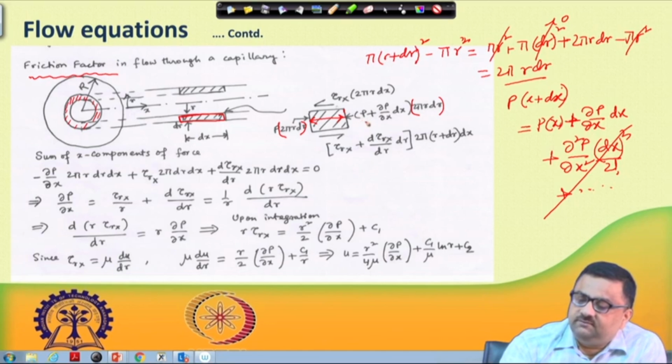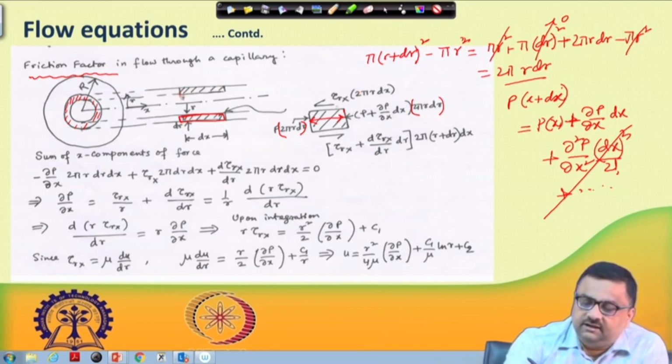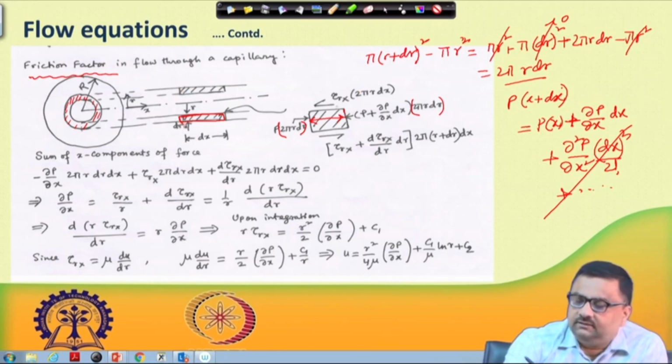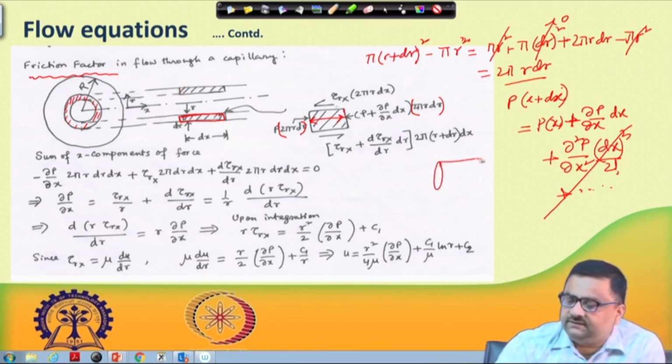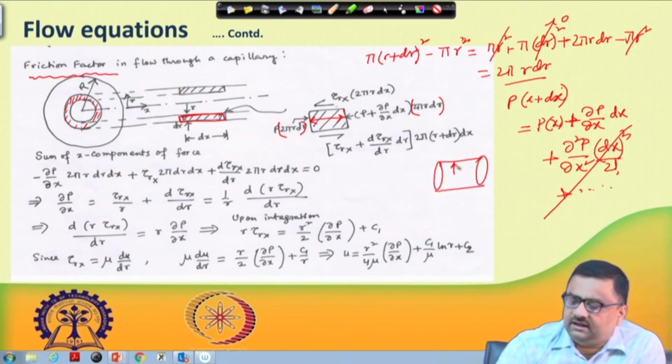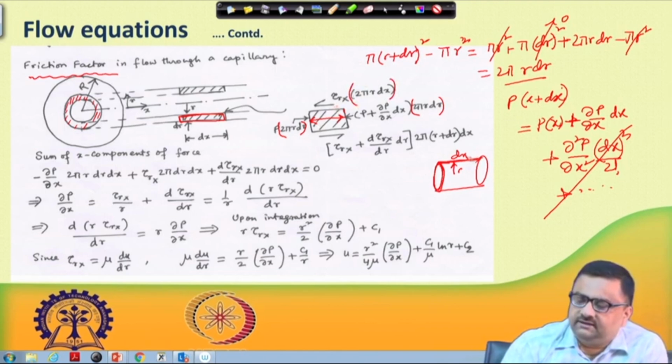Based on this you write P plus del P del x dx into 2 pi r dr, and here there would be a shear stress acting. So, here you have tau r x into 2 pi r dx. Mind it, what is the annular area here in this case? If we look at this annular area, this is r, so this is 2 pi r multiplied by dx. So, 2 pi r dx is now the area over which the shear stress is acting. This is the annulus and this is the hatched area that we are working with.